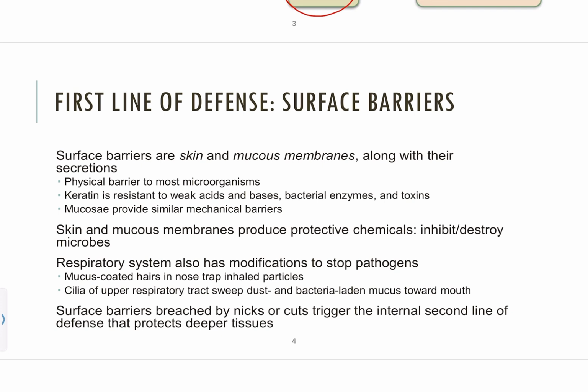So first line of defense, again, these are our surface barriers, so things like skin and mucosal membranes, along with whatever they're secreting. And this is really just to help provide a physical barrier between our internal environment and the external environment that we're constantly exposed to. Pretty sufficient as long as our epidermis stays intact.